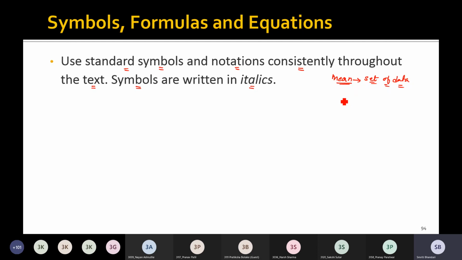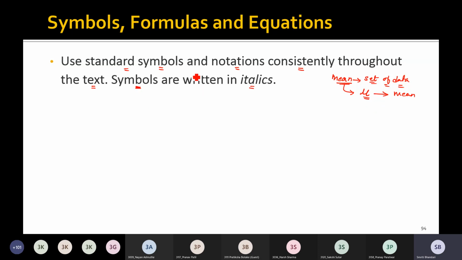If I want to write that, compute the mean of data, and I'm making use of some symbol to denote this mean, maybe I'll be using the Greek letter mu. Typically, this mu stands for mean. So if I'm making use of this mu, a standard symbol, then consistently throughout the document, wherever you would like to mention the mean of the data, use the same symbol. Use consistently the same notation if you are using some notation.